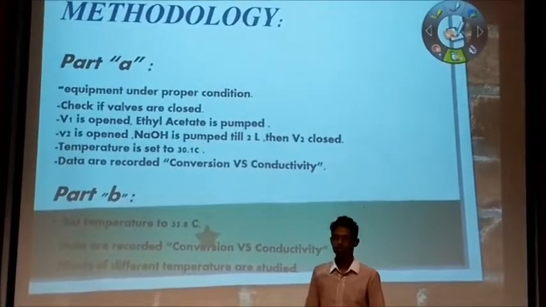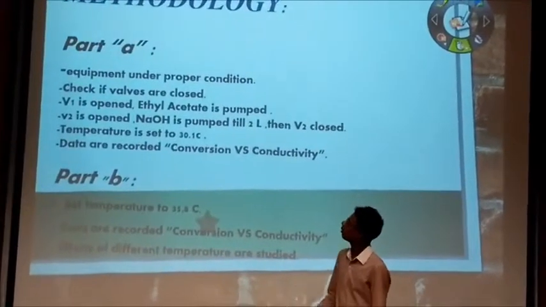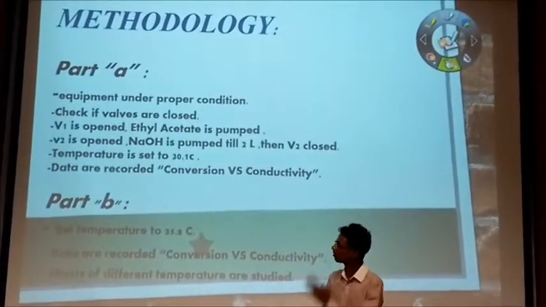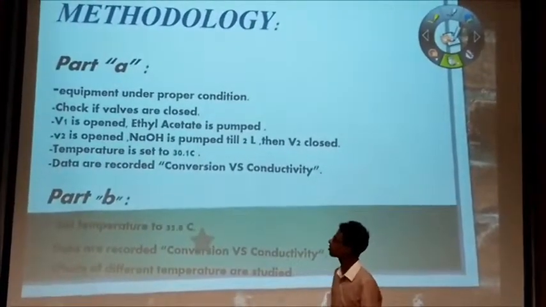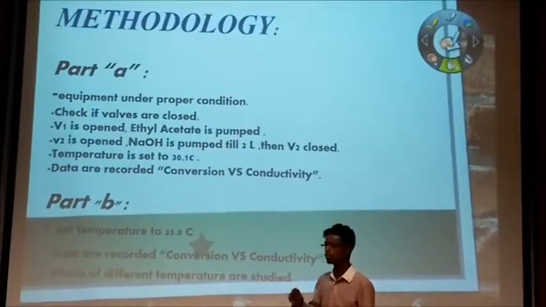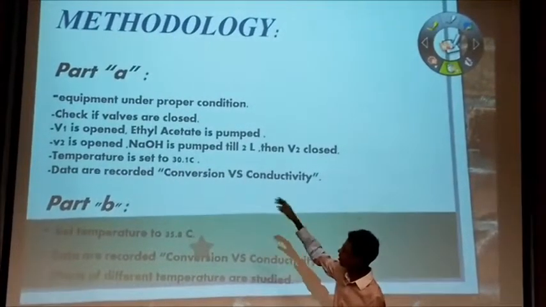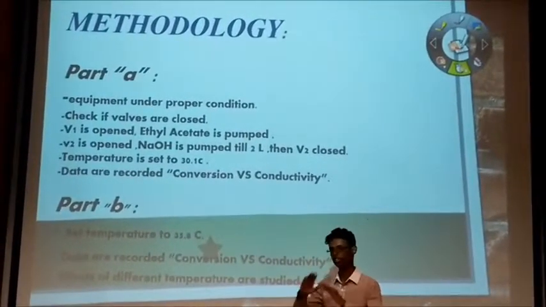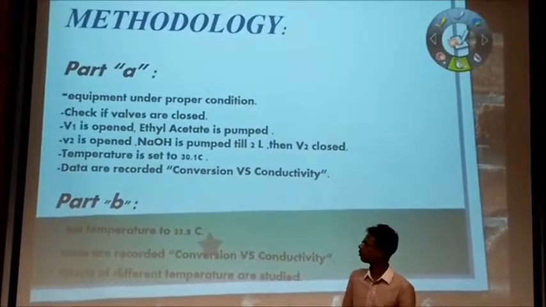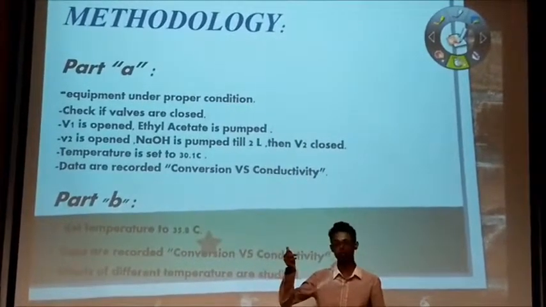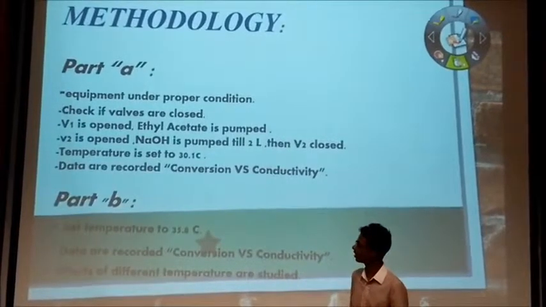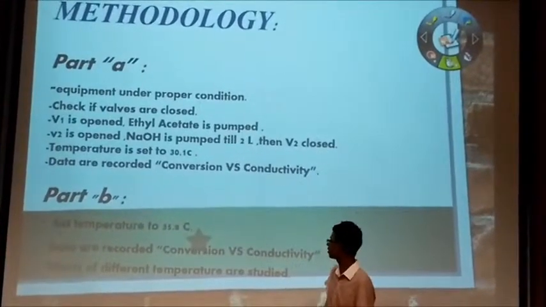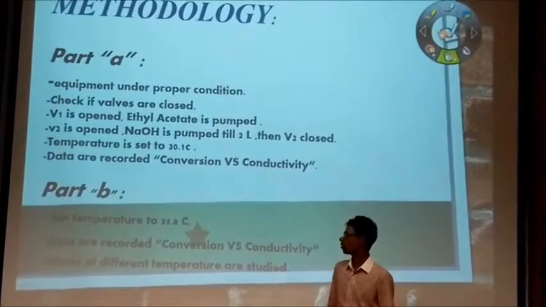After that, we have to make sure that V1 is open, so that ethyl acetate is pumped to the first tank. After that, V2 is open, so that sodium hydroxide is pumped until 2 liters along with the first one, which is ethyl acetate. Then we have to close V2. Once it's 2 liters, we have to stop. After that, we set the temperature to 30.1 degrees Celsius. Then the data will be recorded, which is the conversion versus the conductivity. That's all about part A.